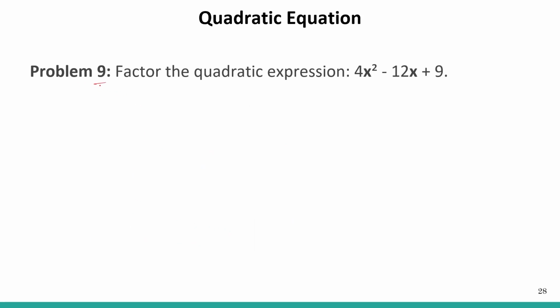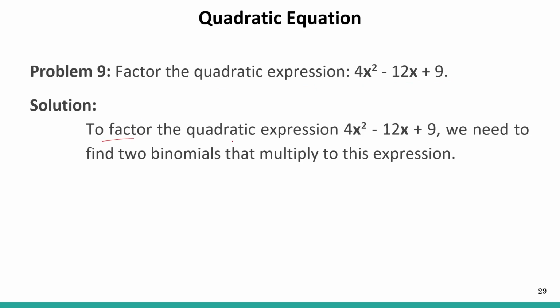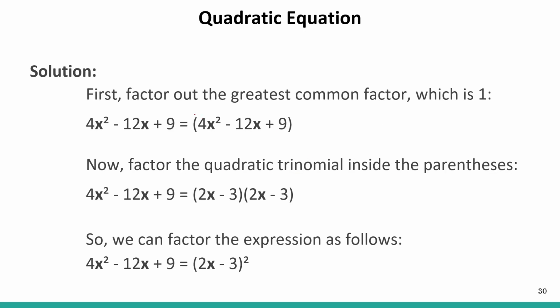So let's see problem number 9. Factor the quadratic expression 4x square minus 12x plus 9. To factor it, we need to find two binomials that actually multiply to this expression. First, factor out the greatest common factor, which is 1. Then 4x square minus 12x plus 9 is equal to 4x square minus 12x plus 9, right? So now what we do is we factor them. So how do we factor them?